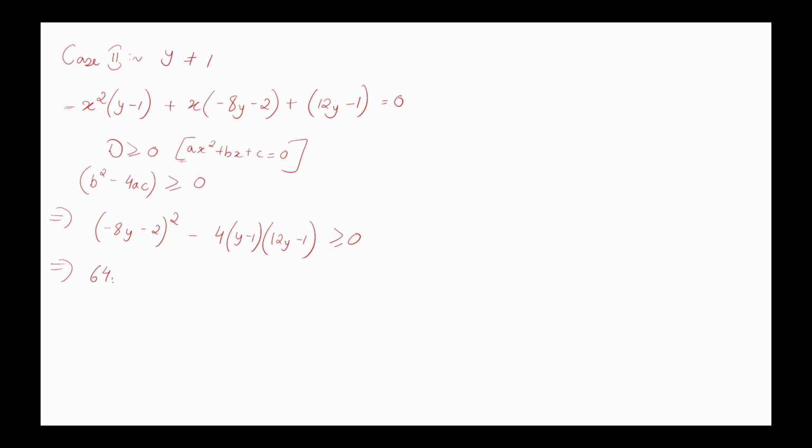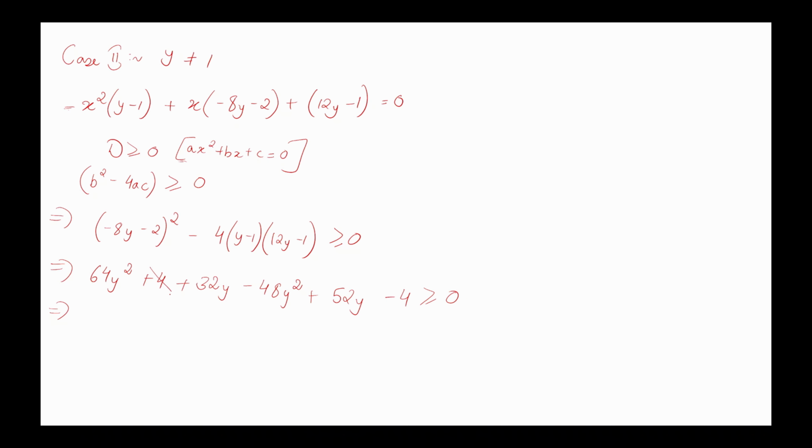This would become 64y square plus 4. I can simply remove this minus sign, so this would become plus 8 16s are 16, 16 twos are 32y, minus, here I would have 12 4s are 48y square, and here I would have minus y minus 12y, this would make it minus 13y, so this would become plus 13 4 times is 52y, and here I would have plus 1, which makes it minus 4, greater than or equal to 0. So now if I try to solve this further, 64y minus 48y.